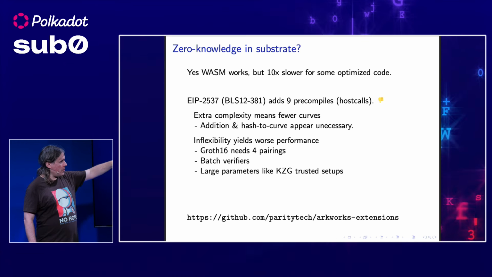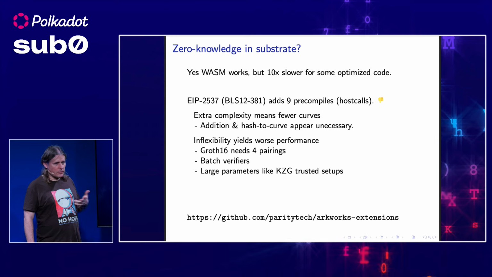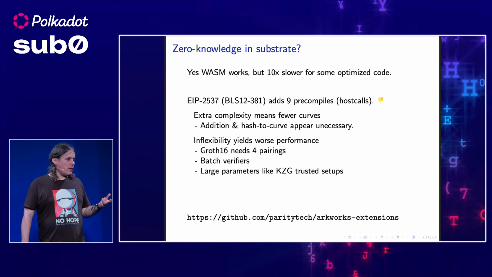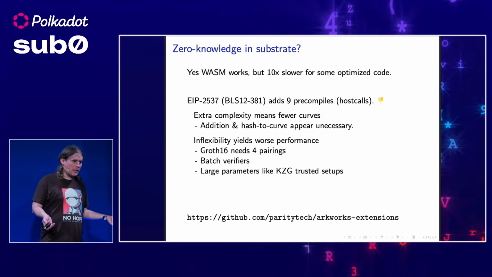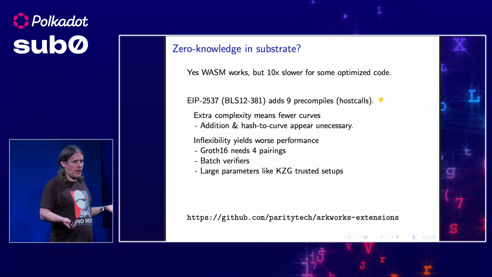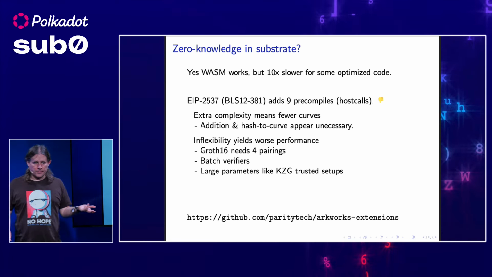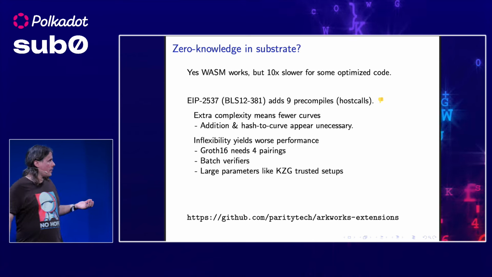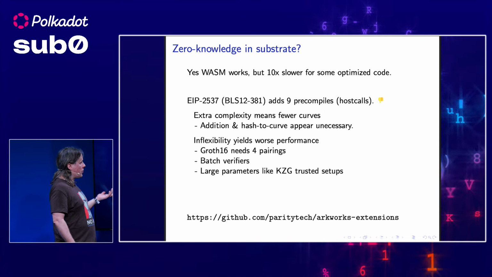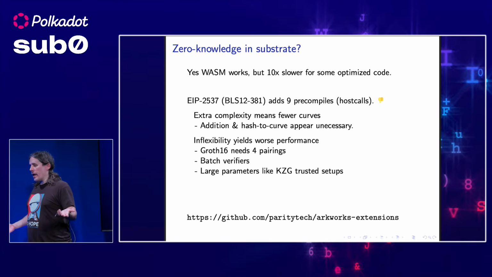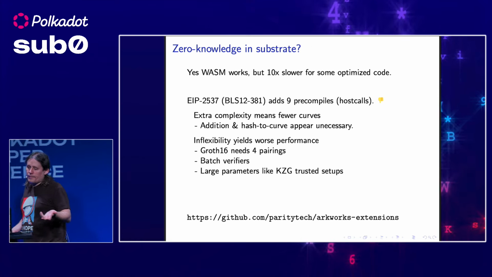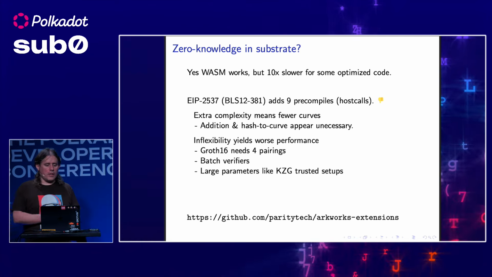And some of these precompiles, from our perspective, really aren't necessary. Like they have a precompile for adding elliptic curve points, and we don't care because adding elliptic curve points is very, very fast. You can just do that in WASM. Also the hash to curve. Again, these things are very, very fast. You don't really need host calls for those things.